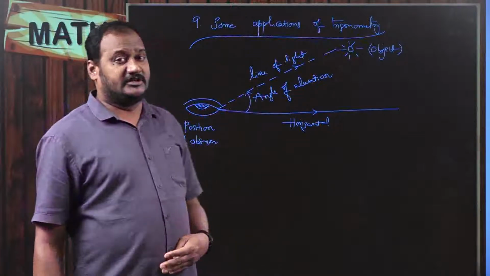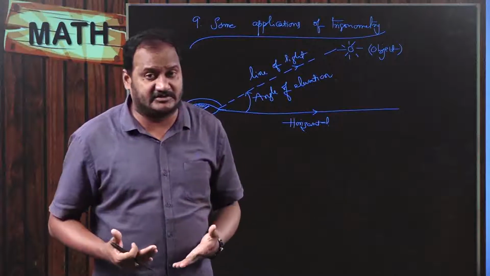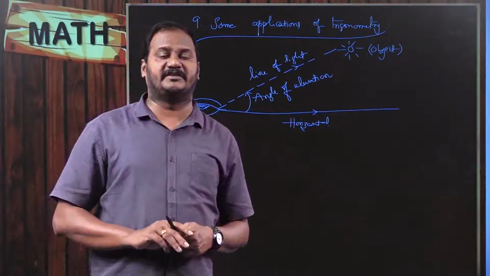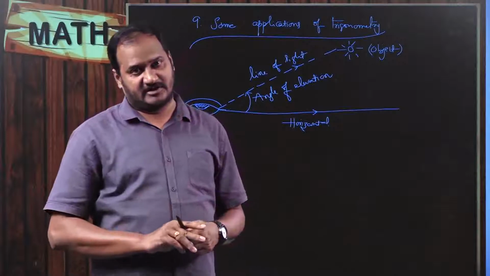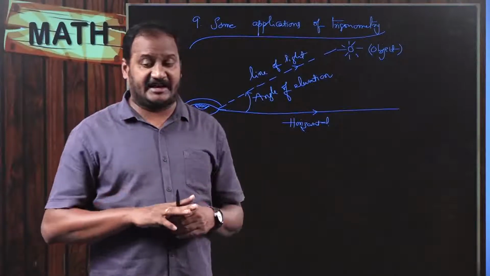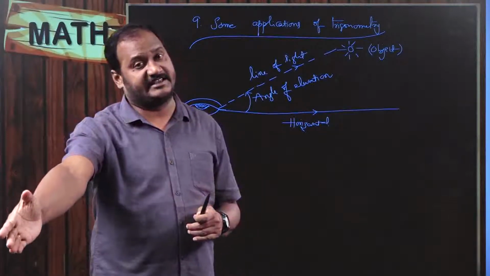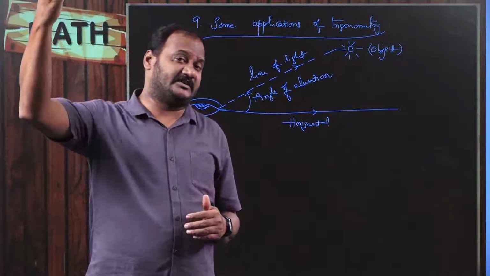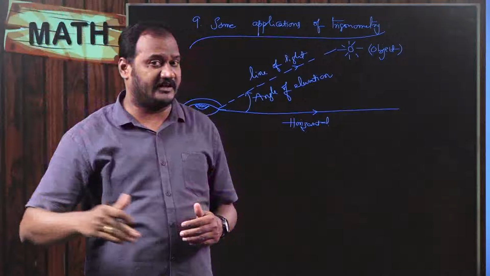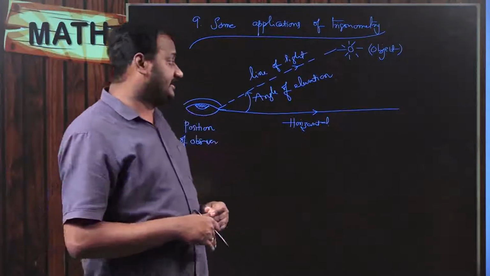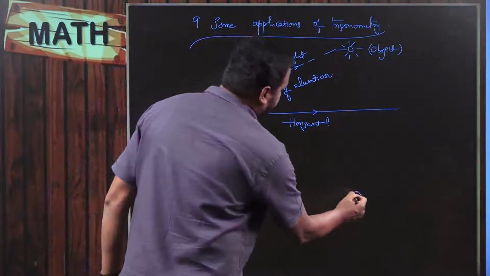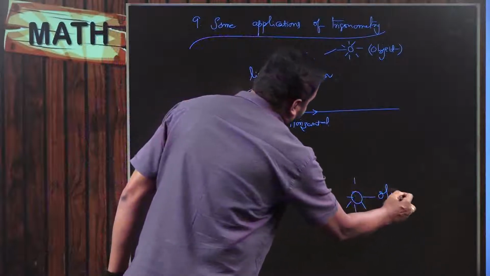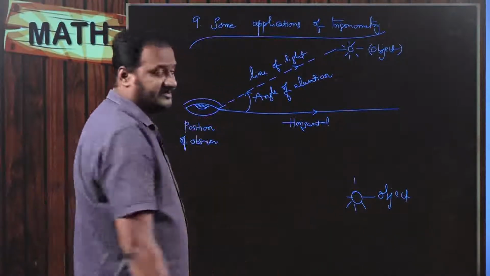Now coming to that, I am going to observe one more object which is at a lower level than me. For example, I am observing some object on the floor. Otherwise, I am on the first floor and I am observing someone on the ground floor. Or when I am on the top of the tower, I am observing someone on the ground. So here, this is the position of the object. Here the object is at a lower level than the position of the observer.